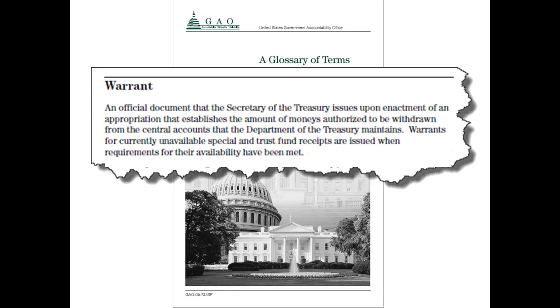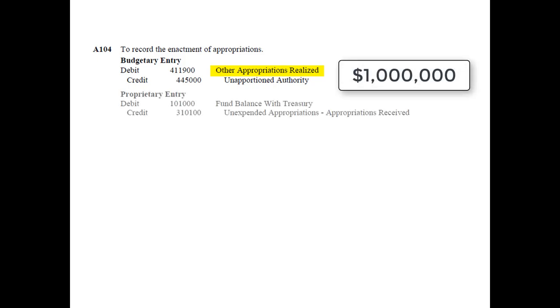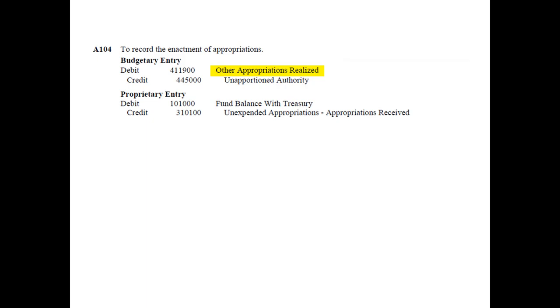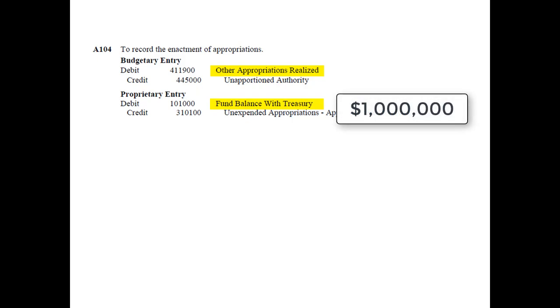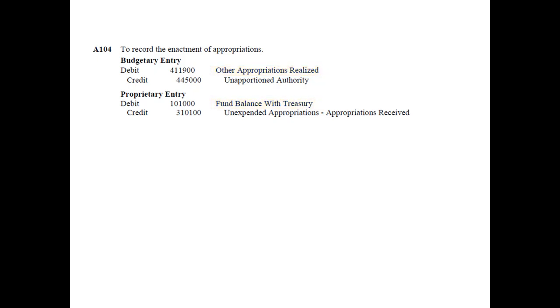Let's suppose an appropriation is enacted for $1 million. In the accounting system, 2 transactions have to be recorded. The first is the transaction establishing the budgetary account appropriations realized of $1 million. The second transaction is the proprietary entry for the warrant. This establishes a fund balance with Treasury of $1 million. Proper federal accounting requires that these amounts be equal.